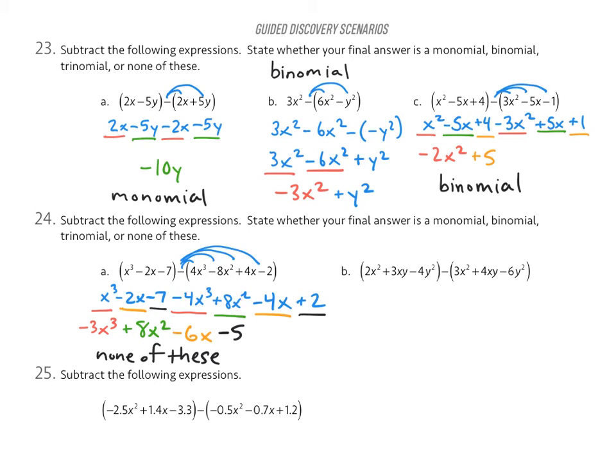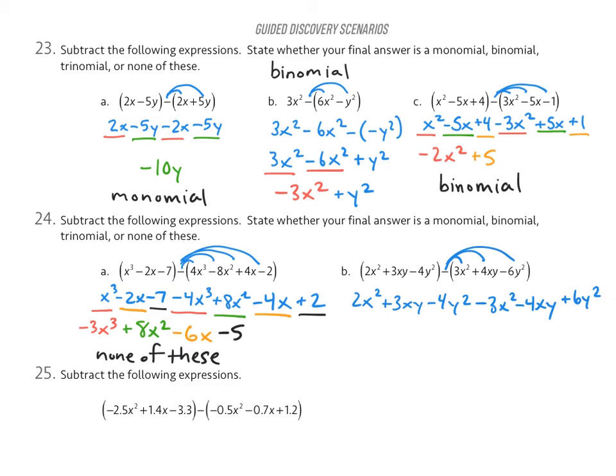Part B, we have a trinomial minus a trinomial. 2x squared plus 3xy minus 4y squared has no value distributing into the parentheses, so I can just bring down that expression as it is. 2x squared plus 3xy minus 4y squared. This minus sign can be distributed to each of these 3 terms. It becomes minus 3x squared, plus 4xy is now minus 4xy, and then minus 6y squared becomes plus 6y squared.